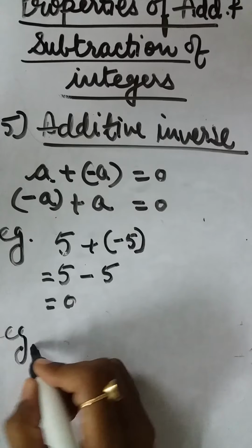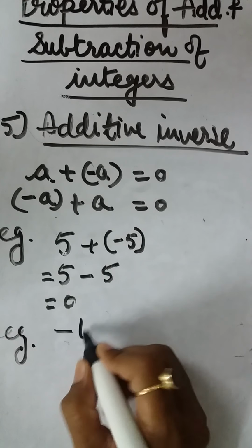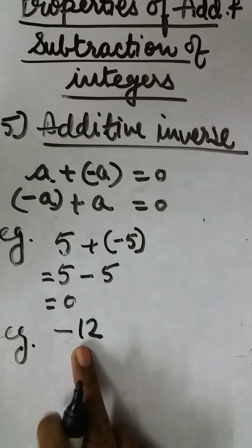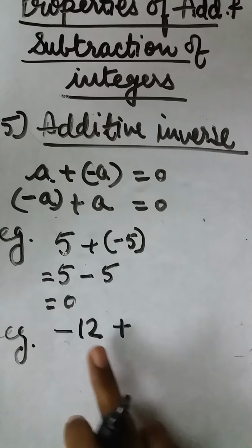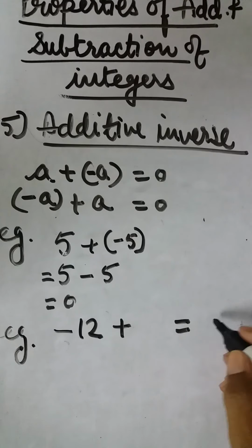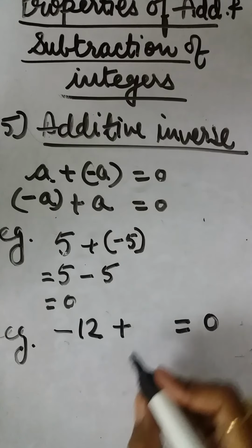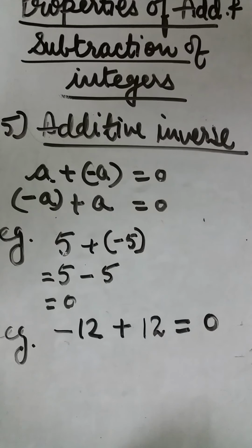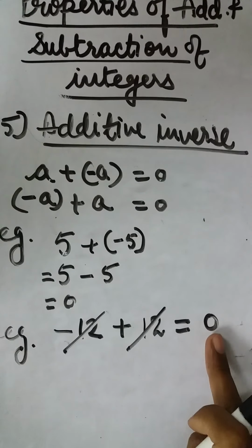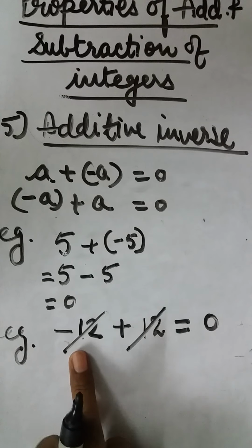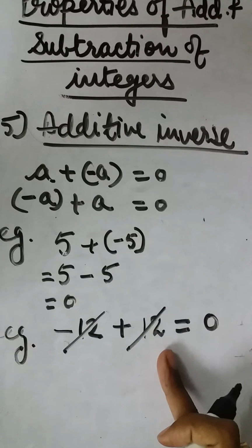Taking one more example, minus 12. What is the additive inverse of minus 12 so that the result will be 0? Yes, it is plus 12. It means when we cancel them, we get the result 0. So the additive inverse of minus 12 is plus 12.